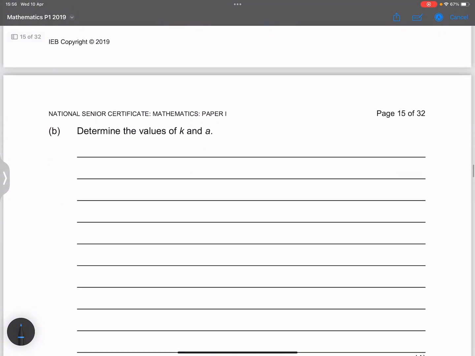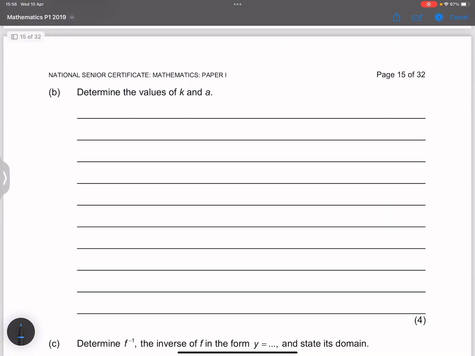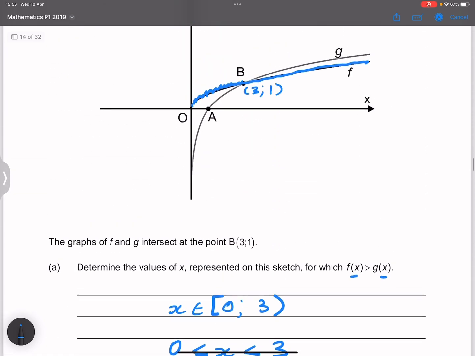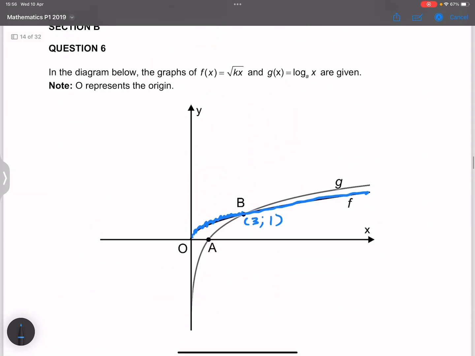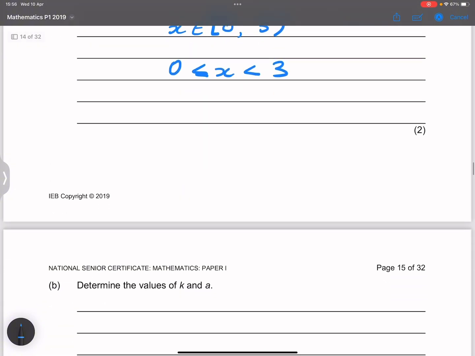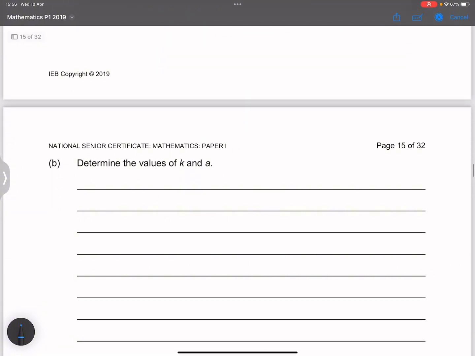Now they say to us, determine the values of k and a. So we've got at least one set of values there. So remember, f of x is the square root of kx. So f of x is equal to the square root of k of x.